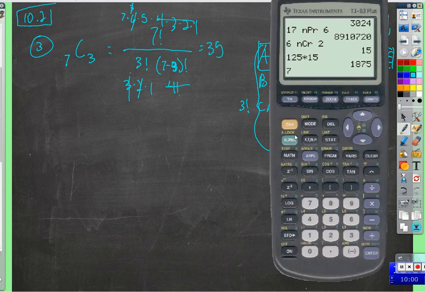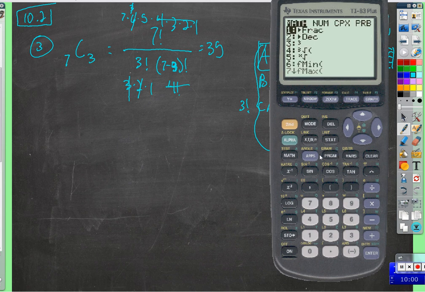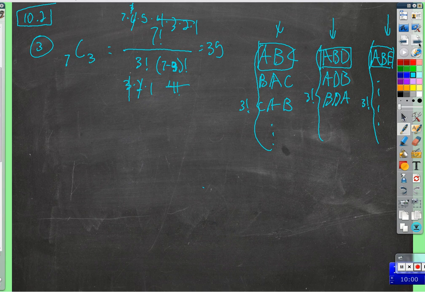So 7 C 3 on the calculator gives 21. What did I do wrong? Oh, because I put a 5 instead of a 3, so that's the only issue there. There we go, 35.